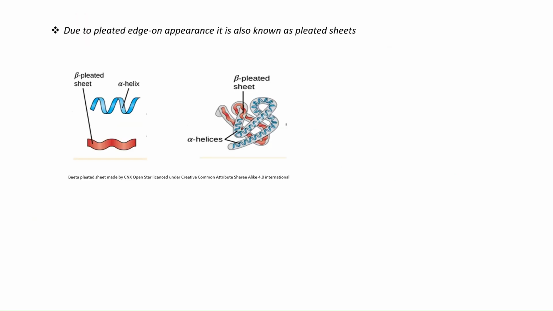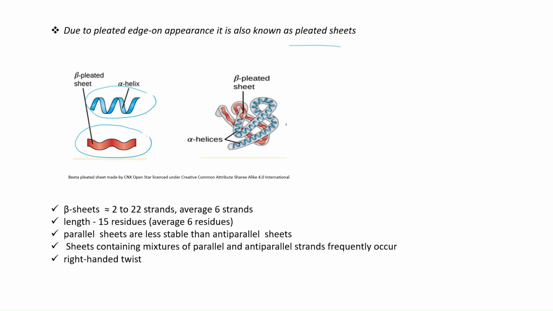Now, due to pleated edge-like appearance, the beta sheets are also known as pleated sheets. If you can see the structure, helical looks like this, and the beta pleated sheet is like a pleated sheet arrangement. Now, beta sheet, the length is approximately 2 to 22 strands and average is 6 strands. Its length is approximately 15 residues. Parallel beta sheets are less stable compared to antiparallel, and they also have a right-handed twist.